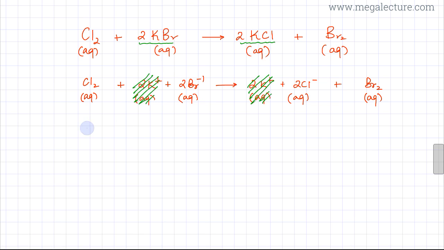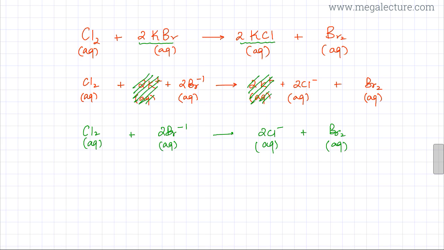And I'm going to rewrite the equation now. It's Cl2 aqueous plus, and I'm writing the equation without the spectator ion. So it's the same equation, Br minus 1 aqueous, and my products are 2 Cl minus 1 aqueous plus Br2 aqueous. So this is my final ionic equation.